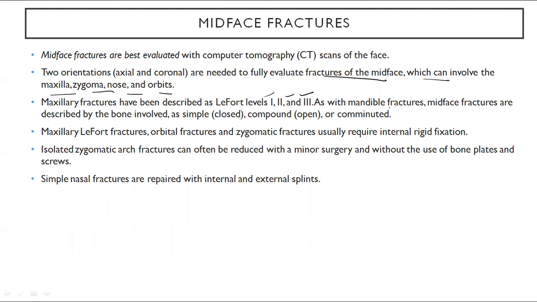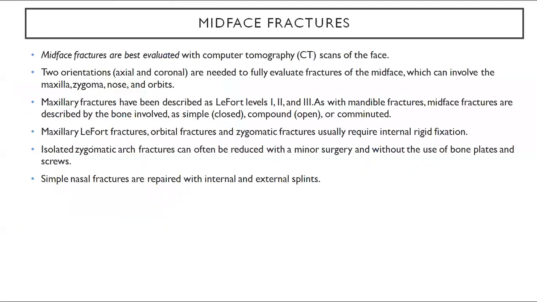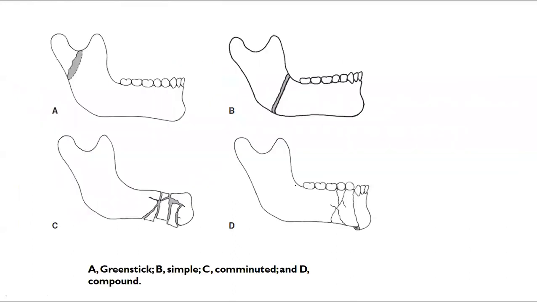Isolated zygomatic arch fractures can often be reduced with minor surgery without use of bone plates and screws. So if it is just an isolated zygomatic arch fracture. So this is the zygomatic bone, right? This is the mandible. So if there is a fracture over here, then it can be reduced with minor surgery without the use of bone plates and screws. Simple nasal fractures can be repaired with internal and external splints.